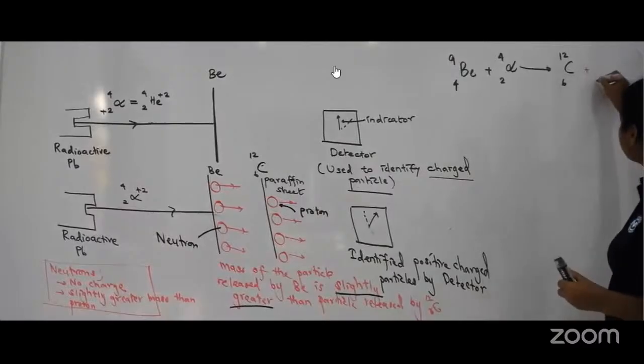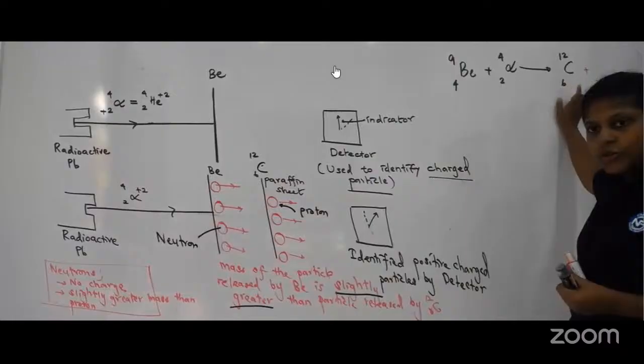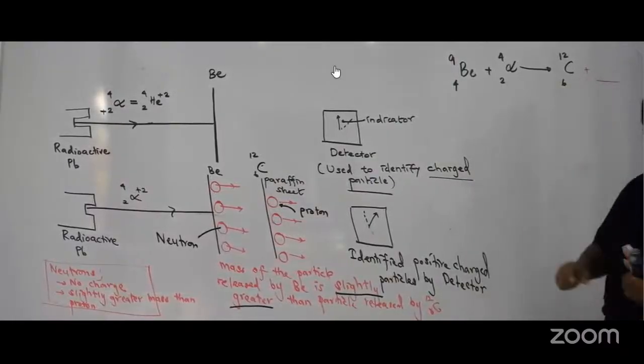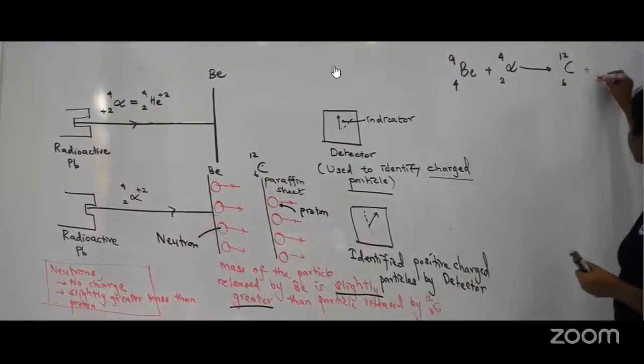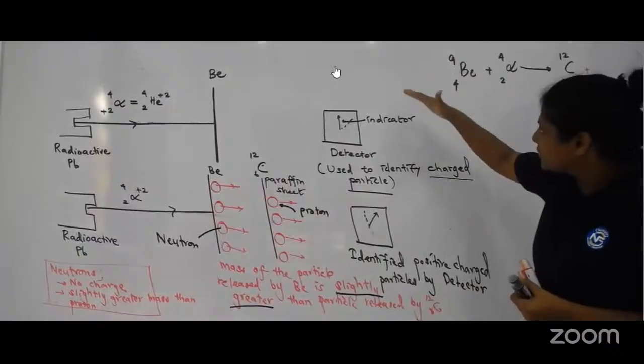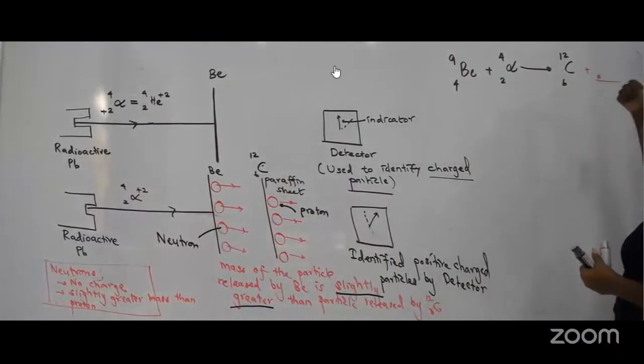The missing particle can be taken. 4 plus 4, 6. This one also 6. So what's the charge that should come here? 0. In a nuclear reaction, the sum of the atomic numbers of the reactants should be equal to the sum of the atomic numbers of the products. Therefore, this one is 0.